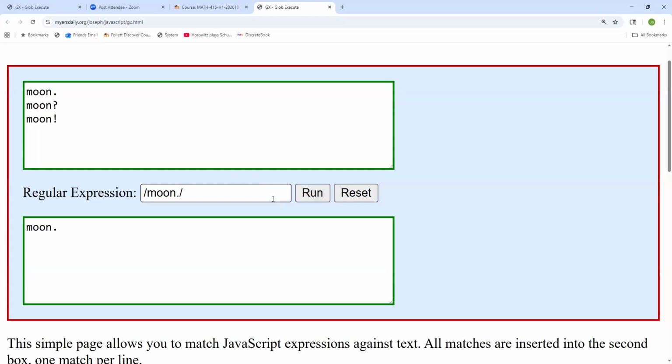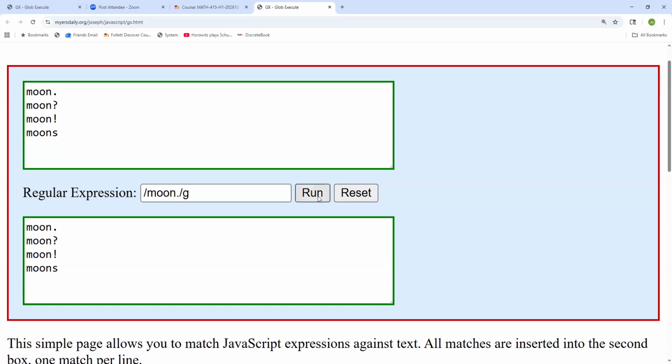So I forgot the global flag, by the way. So it didn't match the other two. But if I put the global flag, it'll find all matches. Now it'll find moon, period, moon, question mark, and moon, exclamation point. And it will also find moons too, as well.